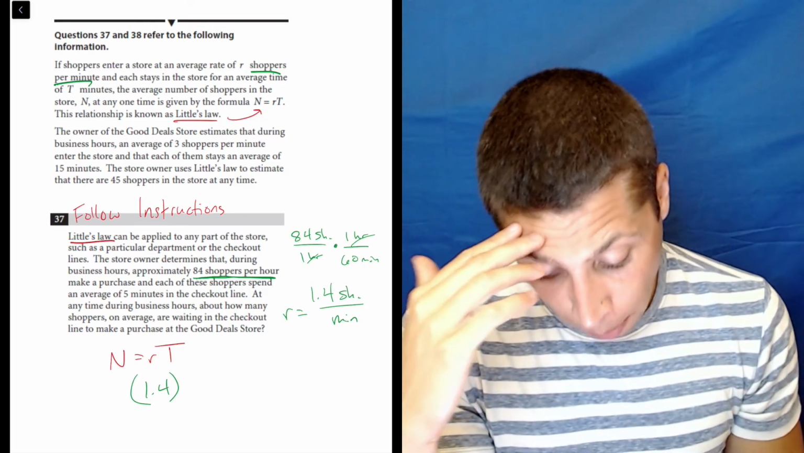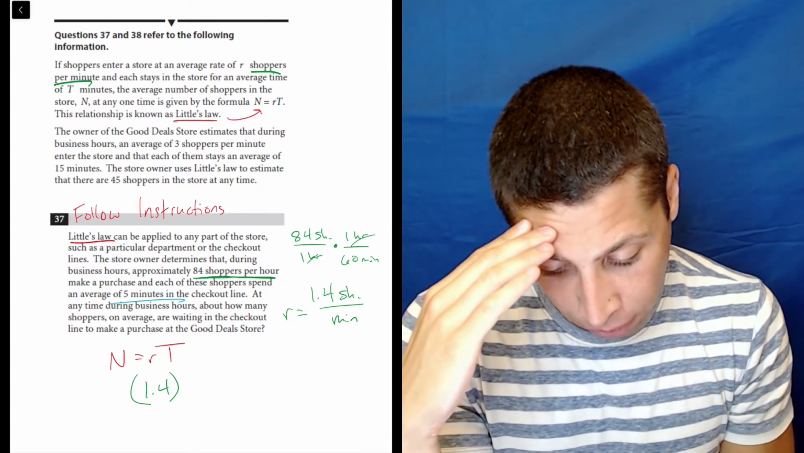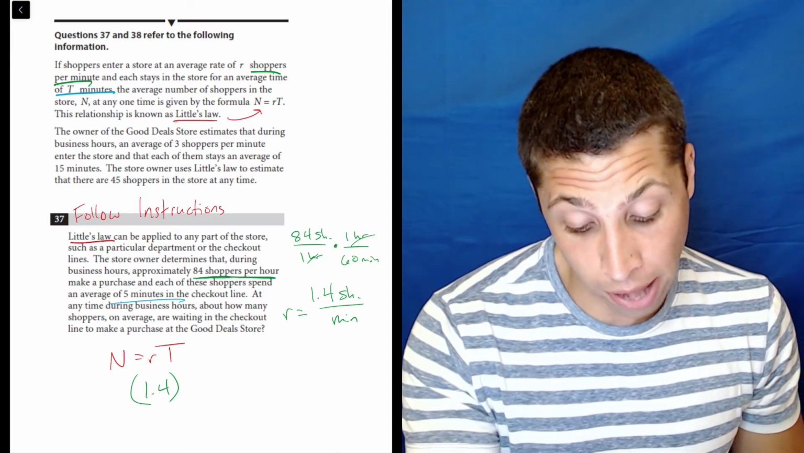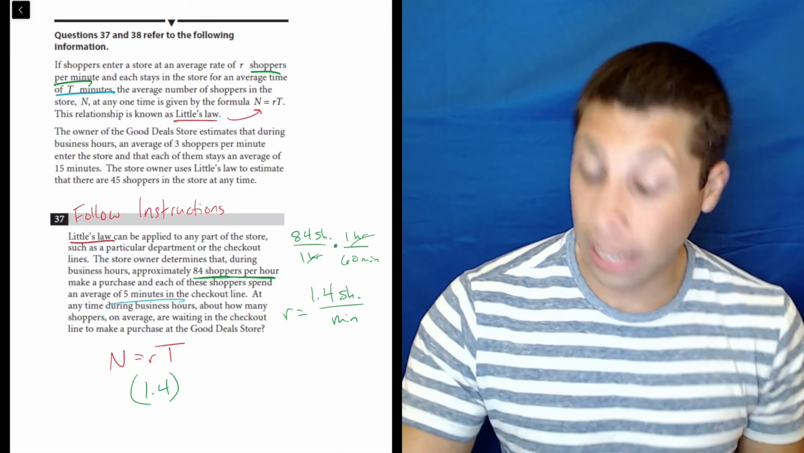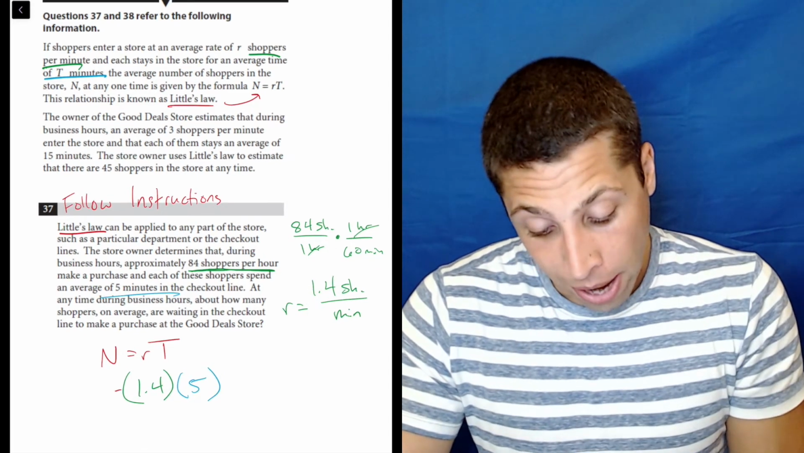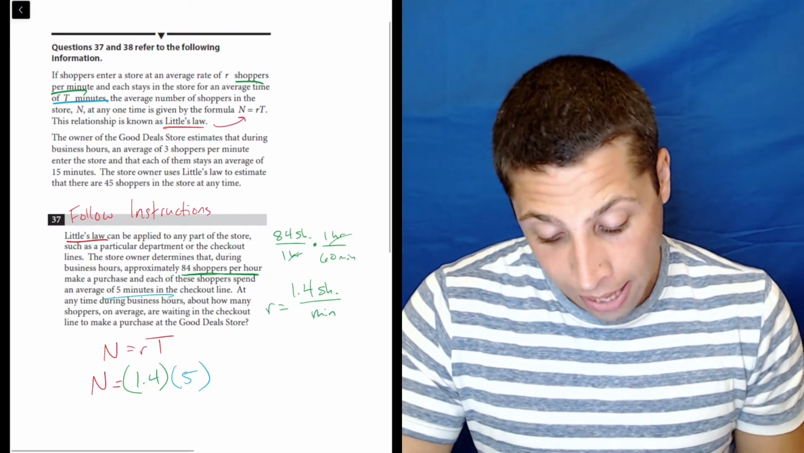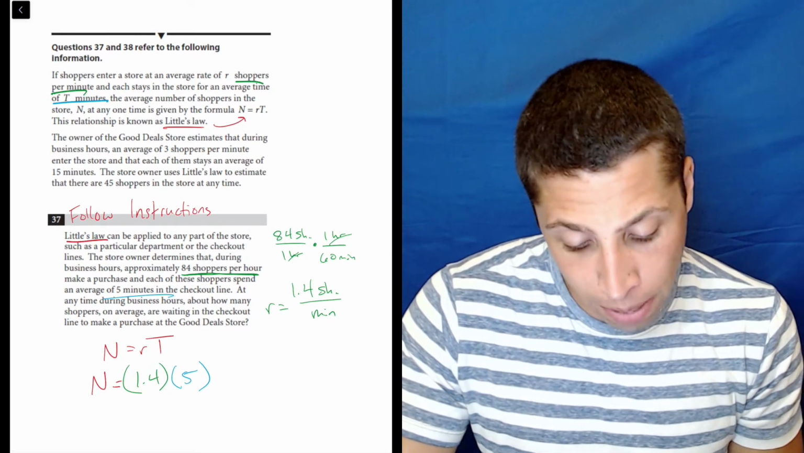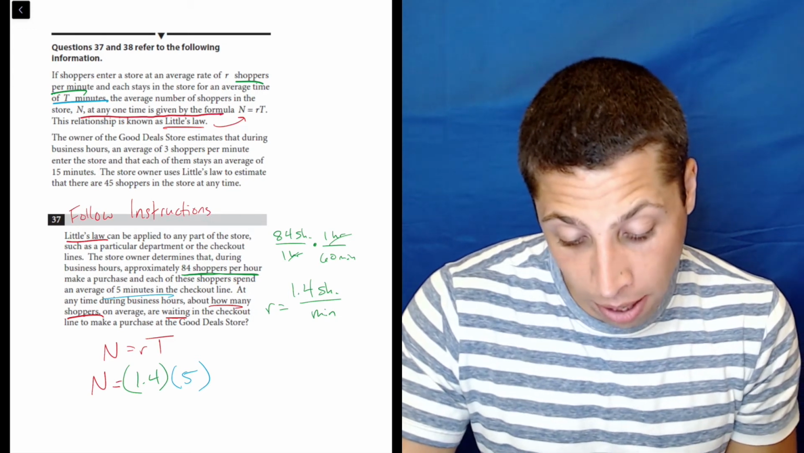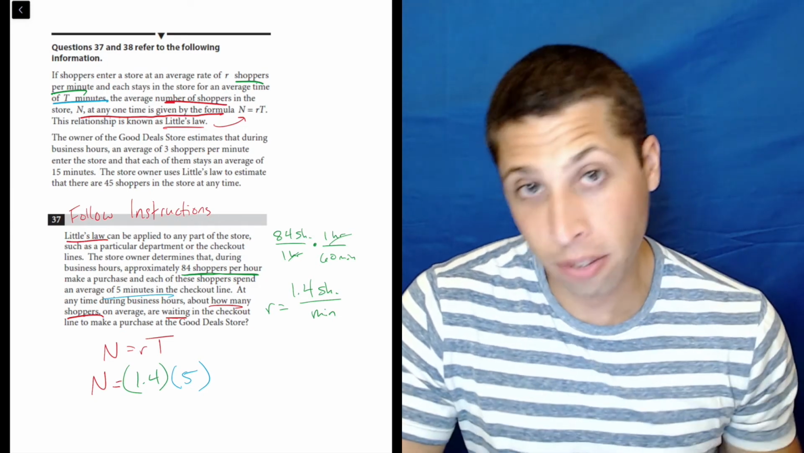Each of these shoppers spend an average of 5 minutes in the checkout lines. Okay, each stays in the store for an average of T minutes. So that seems like the value of T, and since that's in minutes, the unit that they give me, that seems like an okay thing to just plug in. Now, I don't really even need to read any more to know I'm probably going to need to solve for N here, but let's just see. At any time during business hours, about how many shoppers are waiting in the checkout line? Now look at N. At any one time, the number of shoppers is given by N. So the N corresponds to the thing that they're asking for.